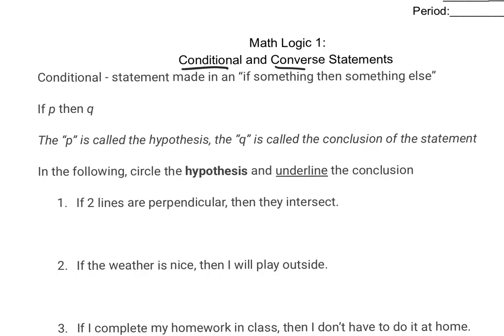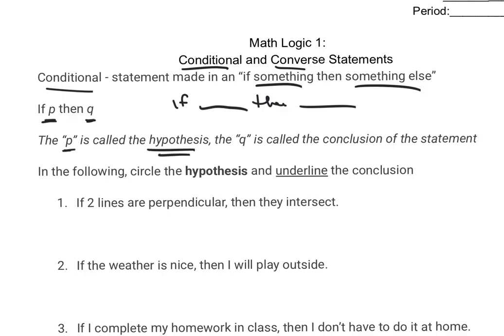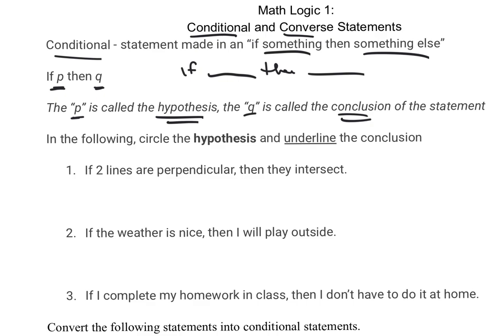Part one of the very short logic unit, talking about conditional and converse statements to start with. A conditional statement literally says if something, then something else. It's often said if P, then Q, where P is called the hypothesis and Q is called the conclusion of the statement. It implies that if the first part is true, then the second part is true, but not always. But for right now, I'm not focused on whether or not something is true. I'm focused on being able to identify which is which.